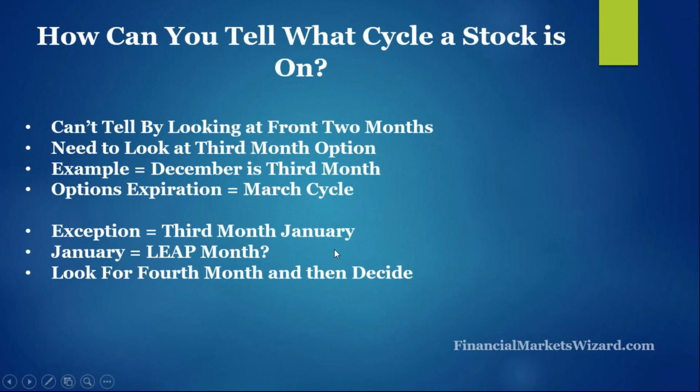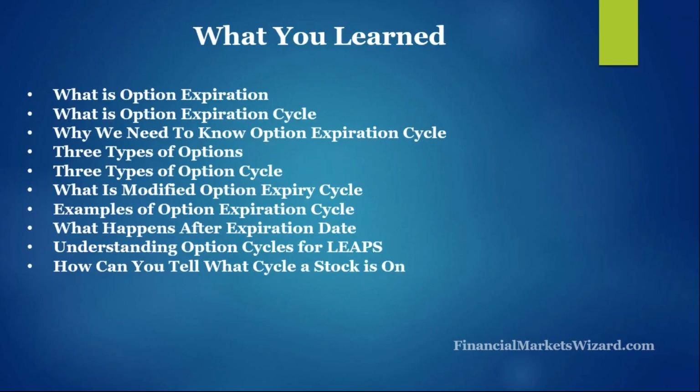The exception is January, because January is there because of leaps. If January is the leap, this stock can have a leap. So if you see January, then you look for the 4th month, and then you decide what option cycle the stock is on. Usually you can tell by looking at the 3rd month. If the 3rd month happens to be January, then look beyond it, at the 4th month, and then decide which option cycle the stock is on.